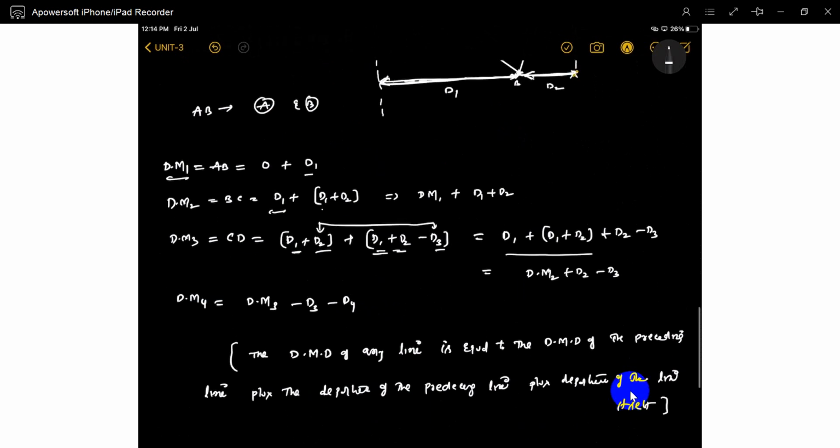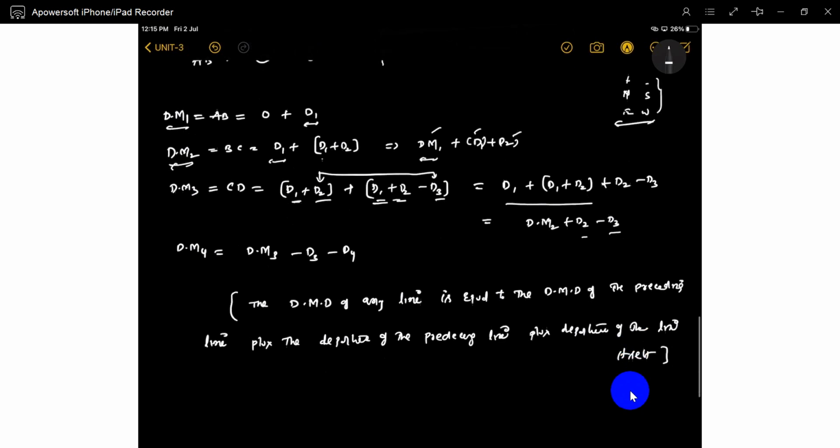DM1 is exactly D1. For DM2, what is that? The double meridian distance of the preceding line, plus the departure of the previous line, plus the departure of the line itself. Understood? Same thing, the sign will come as per north, south, east, west. East to west, this is positive, this is negative. Same thing.